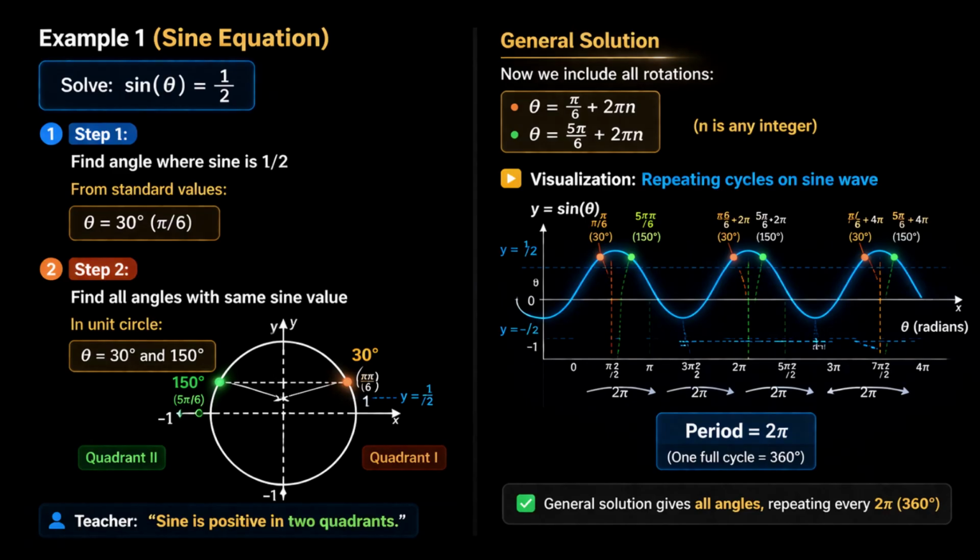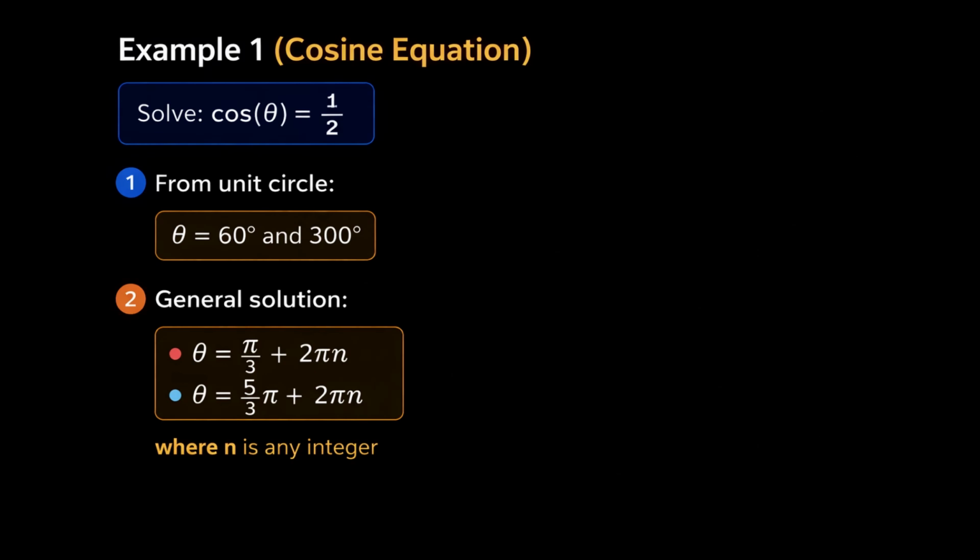Now we include all rotations. Theta is equal to pi by 6 plus 2 pi n and theta is equal to 5 pi by 6 plus 2 pi n, where n is any integer. Now solve cos theta is equal to 1 by 2. From the unit circle, theta is equal to 60 degrees and 300 degrees. For these values, cos theta is equal to 1 by 2. In general solution, theta is equal to pi by 3 plus 2 pi n and theta is equal to 5 pi by 3 plus 2 pi n, where n is an integer. Cosine depends on the x coordinate.